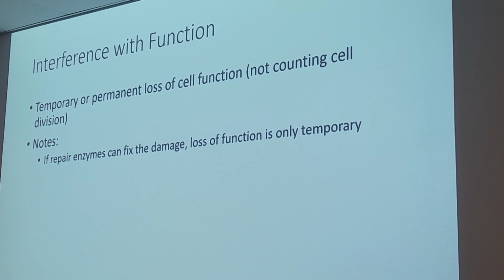And finally, interference with function. This also happens at low doses. It's just radiation hits the cell and it damages proteins or things like that. And now the cell isn't able to carry out its function properly. Oftentimes this is temporary because we can rebuild the structures and then the cell proceeds like normal. We have repair enzymes, fix the cell up, proceed like normal. If there is permanent loss of cell function, then the cell just ends up dying later on. It doesn't do its job anymore, it just dies.